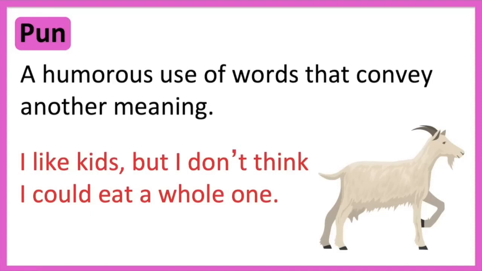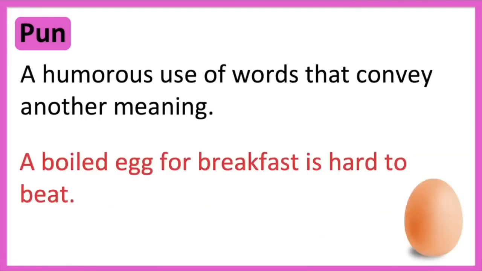In this example, the word kid has two meanings. It can refer to a child or a young goat. So, this pun adds a humorous effect to the sentence. Another example is, a boiled egg for breakfast is hard to beat. In this example, the word beat has two meanings. Remember that a pun is a figure of speech. This means that it shouldn't be taken literally, as the words in the sentence convey a different meaning.